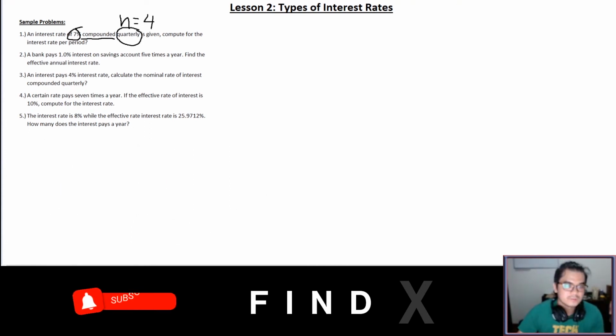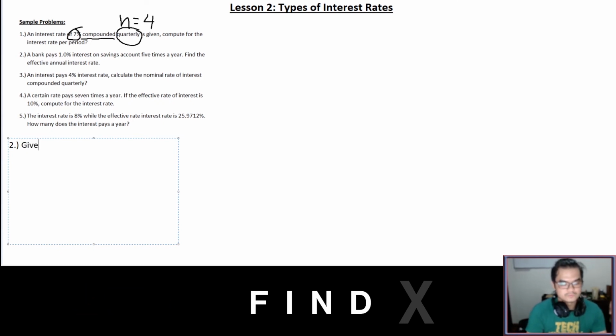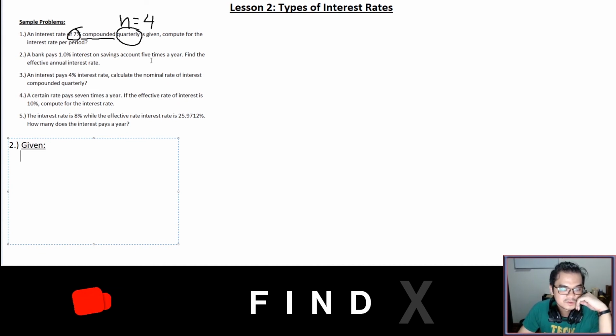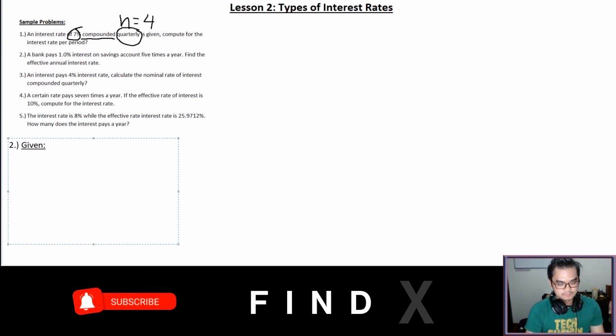Okay, so for the next problem, we have here number 2, right? So let's just put all the givens first again. Given. So what are the givens? We have a bank pays 1% interest on savings account 5 times a year. Find the effective annual interest rate. As you can see, this 1% interest pays 5 times a year. Therefore, your 5 will be your N.